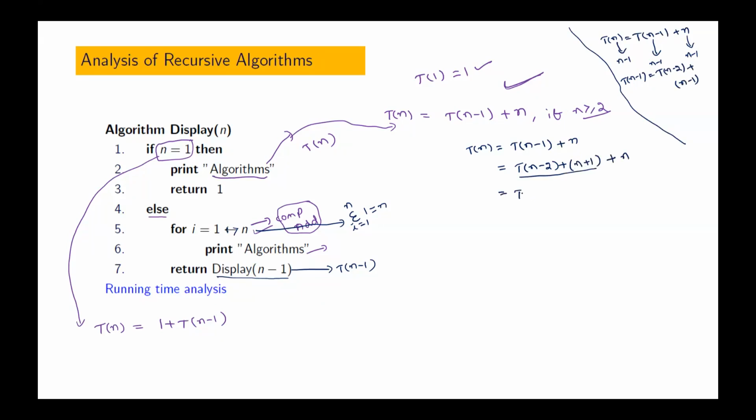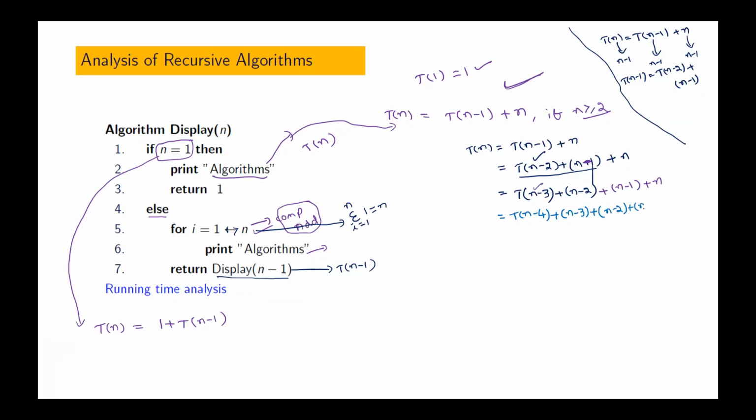Now what is T of n minus 2? It can be written as T of n minus 3 plus n minus 2. Is that correct? Plus n minus 1, plus n is already there. Now what is T of n minus 3? It is the same as T of n minus 4 plus n minus 3, plus whatever is already there.